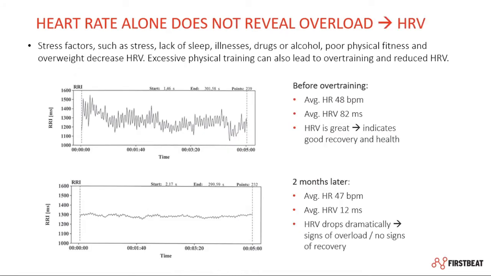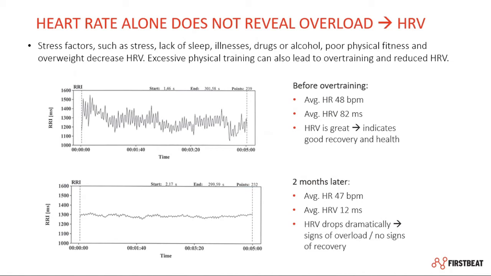Heart rate alone does not reveal overload or overtraining, for example, and that's where heart rate variability is a valuable additional information. We utilize them both, but heart rate variability really goes into more detail and looks more deeply at what's happening in the body. Various stress factors, such as traditional stress, lack of sleep, illnesses, drugs, alcohol, poor physical fitness, overweight, they all have a generally decreasing effect on heart rate variability. Excessive physical training can also lead to overtraining and reduced heart rate variability.